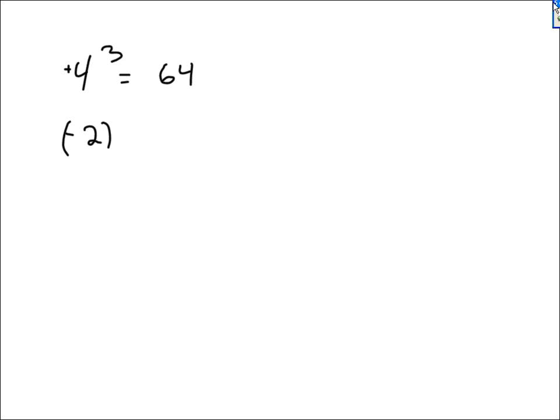Negative 2 cubed. Well, it's a negative number multiplied by itself 3 times. That is, we're multiplying 3 negative numbers. They happen to be the same number, but that doesn't matter. We're multiplying 3 negative numbers. 3 is odd. Answer is negative. 2 cubed, 2 times 2 times 2. Why, that's 8. The answer is negative 8.